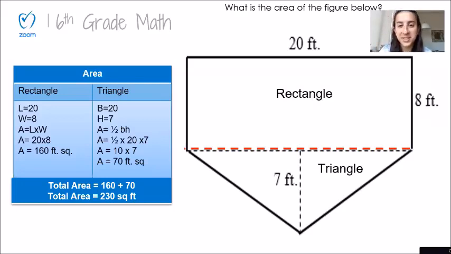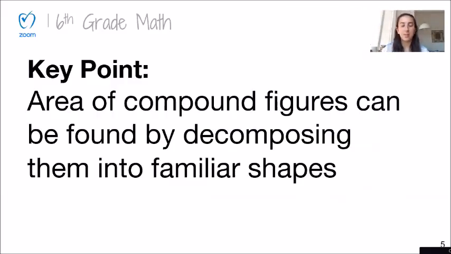And that quickly brings us to our key point for today, which was just as we did in the coordinate grid and with our shapes yesterday, the area of compound figures can be found by decomposing them into familiar shapes. We're going to see some interesting looking compound figures today, and we know that we can decompose them into 2 and sometimes even 3 shapes that we know how to find the area of. Pause the video to write down your key point for today.